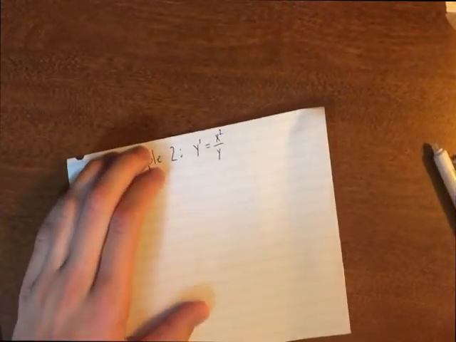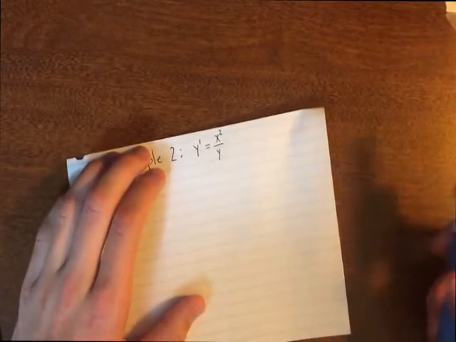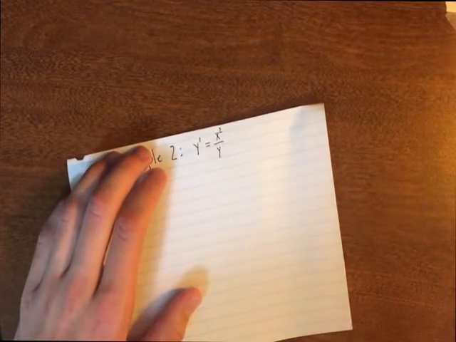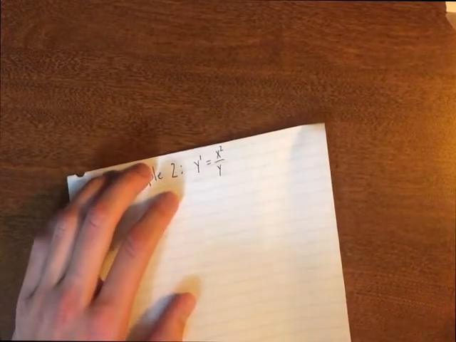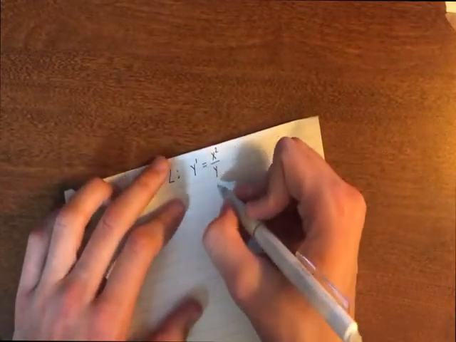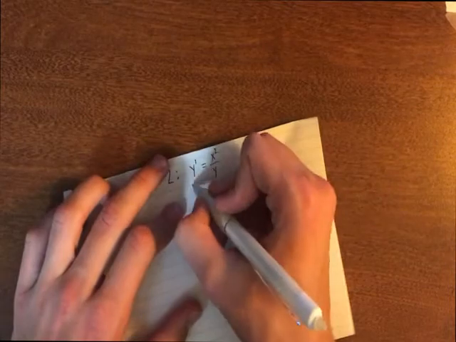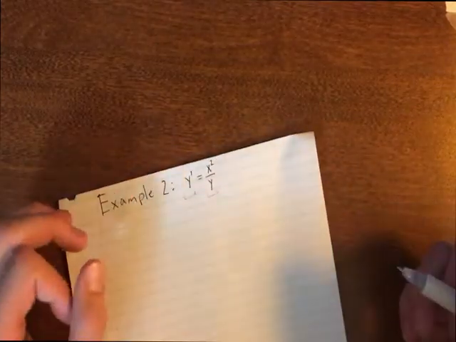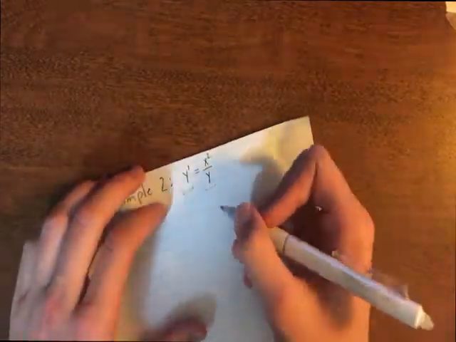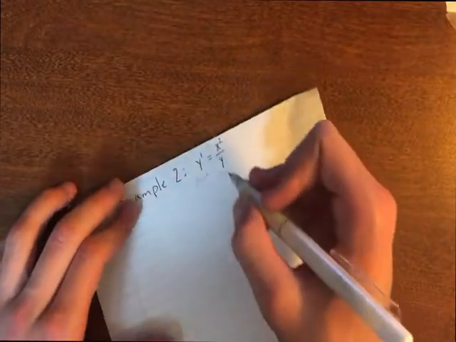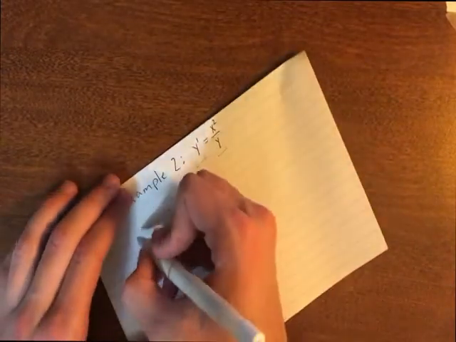Our next example is the differential equation, y prime equals x squared over y. So again, we will identify our y's and our x's. In this case, we have a y over here, which we will have to move over, and our y prime over here, or dy dx. So first, let's multiply both sides by y.